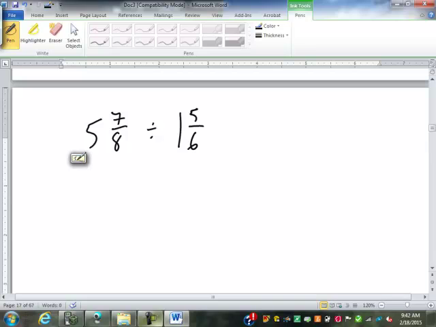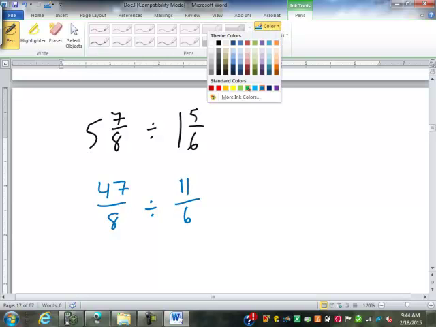I'll let you guys try this one in your notes. Let's take a peek. What's this going to become? 47 over 8. Very good. Still dividing at this point. This one will become 11 over 6. Good.